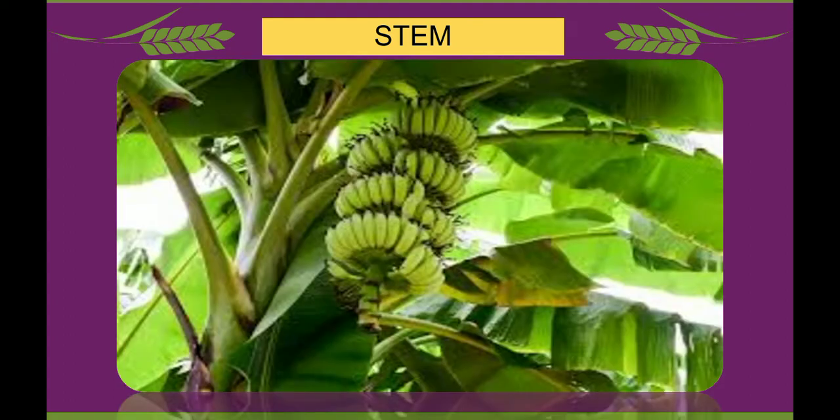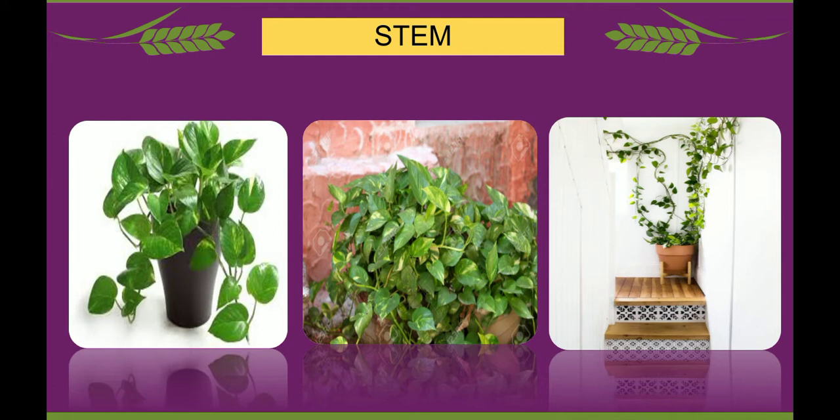And some plants like banana have a green stem. You can see in the picture, plants like banana have a green stem. They are thick but very soft. And some plants like money plant have very soft and weak stems. They bear leaves but they cannot stand upright, so they always need support. Because they need support to climb, we call them climbers.